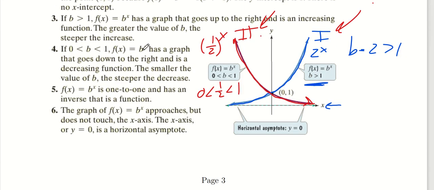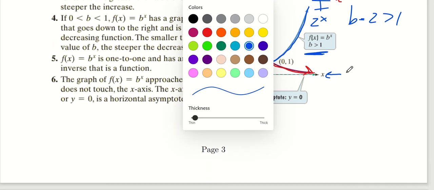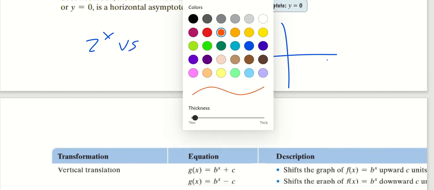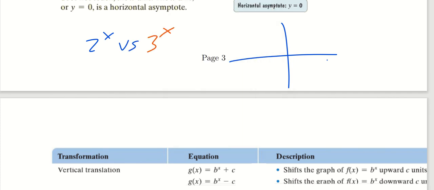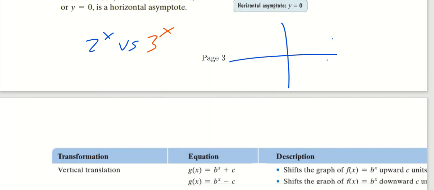The way that the base will impact the shape is, for example, if we compare side by side 2 to the x versus 3 to the x. They're going to have more or less the same overall shape, but the difference will be minor details in terms of how each one rises or falls. For example, the graph of 2 to the x, and I'll do that in aqua here, is going to look like this.